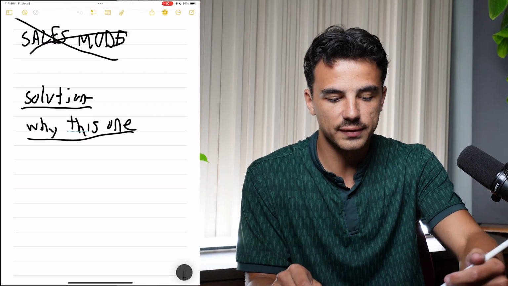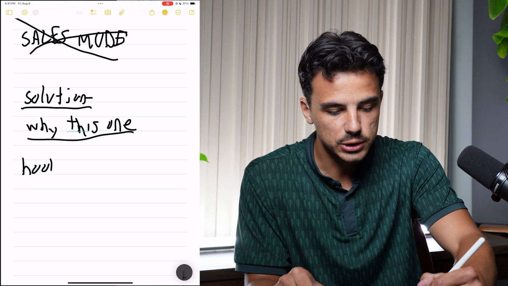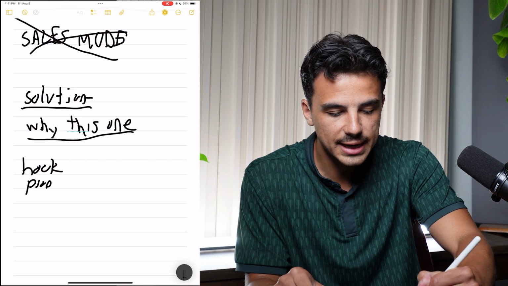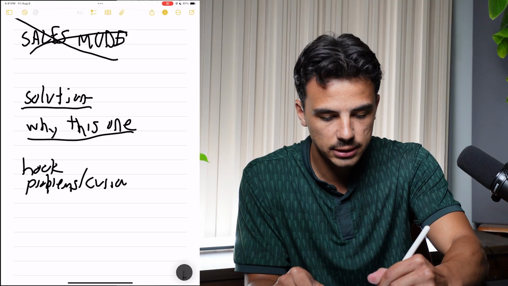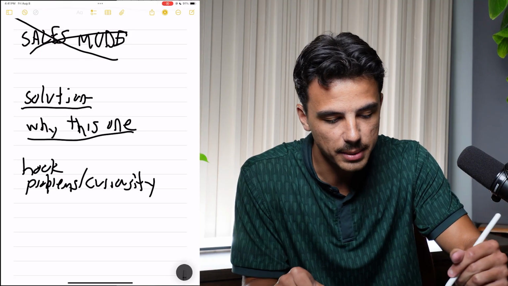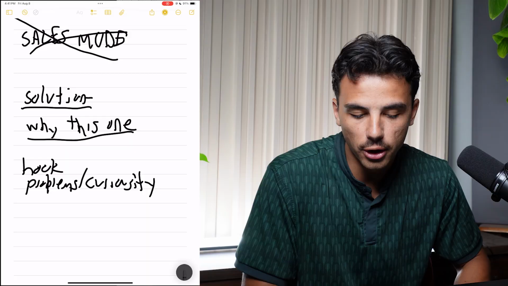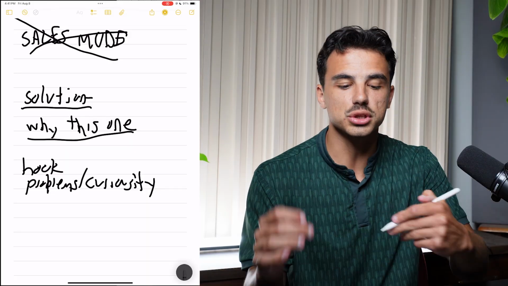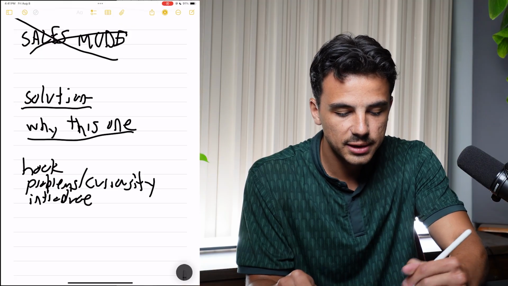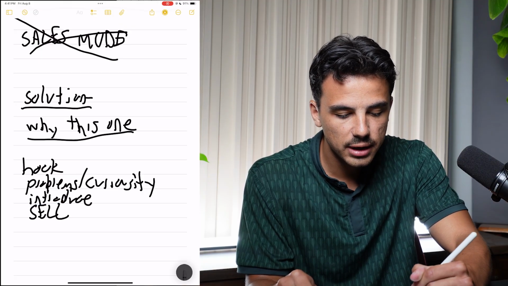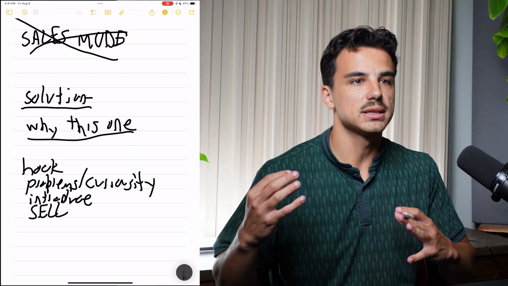So that's the framework of a skit. Again, it's going to be hook. You want to talk about problems, drag it out, curiosity. I know I'm going to get 8 million comments about my handwriting, but that's okay. Hook, problems, curiosity, and then you want to slowly introduce it. Introduce, and then at the very end, now is your time to actually sell and call to action and really wrap up this whole conversation.